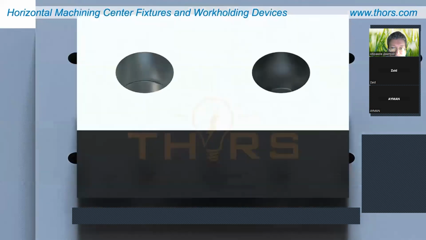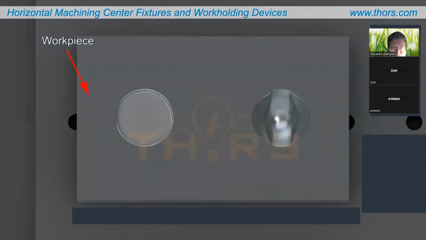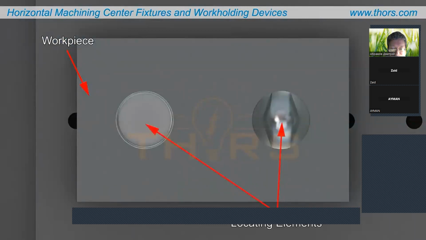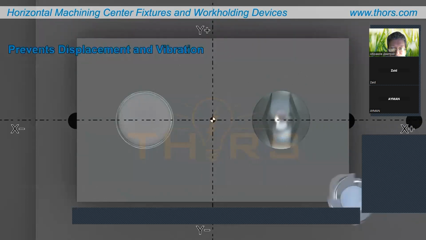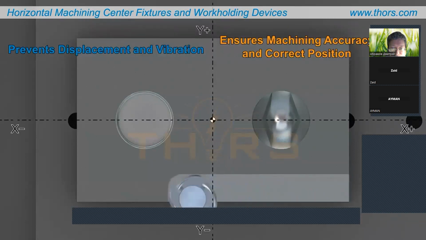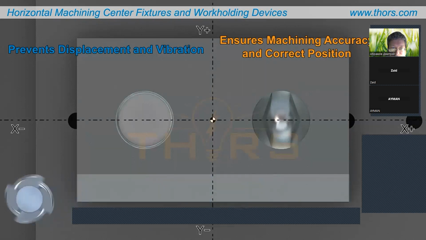The purpose of holding a workpiece is to secure a reliable contact between the workpiece and the locating elements being used. To locate a workpiece is to establish its position in the axis coordinate system, and to ensure that the work holding devices used can withstand the required cutting forces. Proper location prevents displacement of the workpiece and vibration during machining. It also ensures machining accuracy and the correct position of the workpiece relative to the cutting tool.